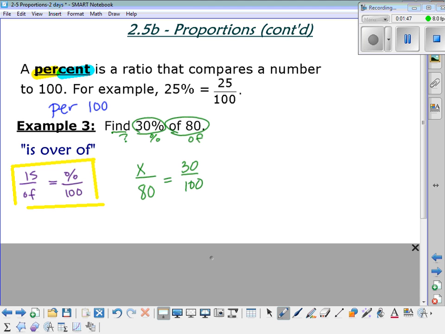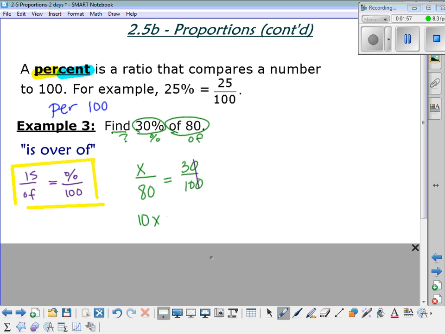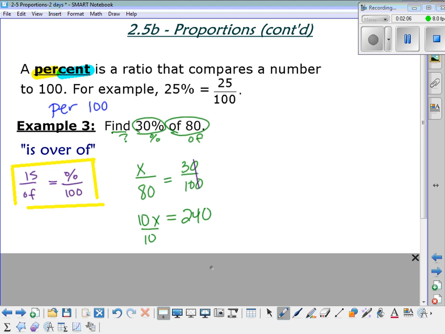Now before you cross multiply, of course, you can cancel out the zeros, and that will make things go a little easier. Won't have as big numbers. So I have now, if I cross multiply, 10 times x has to equal 3 times 80, or 240. And then you just divide both sides by 10. And I get x is equal to 24. So 24 is 30% of 80.